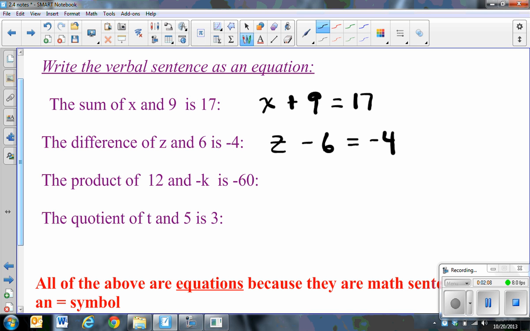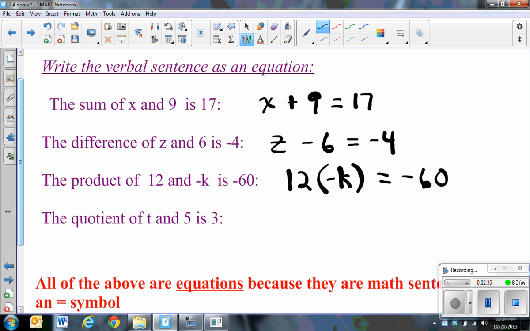The product of 12 and -k is -60. So this is going to be a multiplication sentence. 12 times -k, and we want to use parentheses here, because if we leave the parentheses out, it'll look like 12 minus k, and we want 12 times -k is -60.